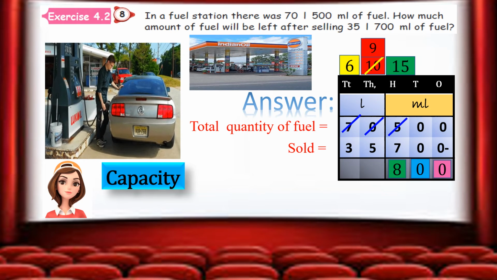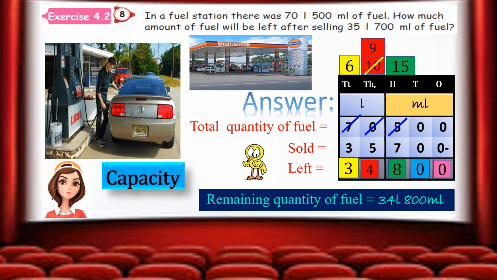Right. So in this thousands column we have 9, that is 9000 இருக்காங்க, கீழ 5000 இருக்கு. 9000 ல இருந்து 5000 if we subtract, so 4000 is the correct answer here. அதுதான் நம்ம 4 னு மென்ஷன் பண்றோம். Okay, then come to the 10,000 column. 6 minus 3 3, right? Okay, now let us write the answer. Left, this is the left fuel. Remaining quantity of fuel is equal to 34 liter 800 ml.